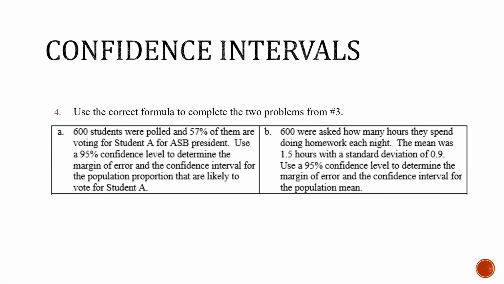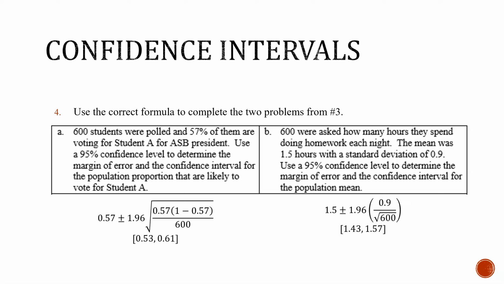What I would like you to do at this point is actually go back to number 4 and, using the correct formula, figure out what the confidence interval is for letters A and B. For letter A, the formula that you should have used is the formula for the confidence interval for a sample proportion, whereas in letter B, you would have used the formula for a sample mean. Please go ahead and check your confidence intervals at this time.